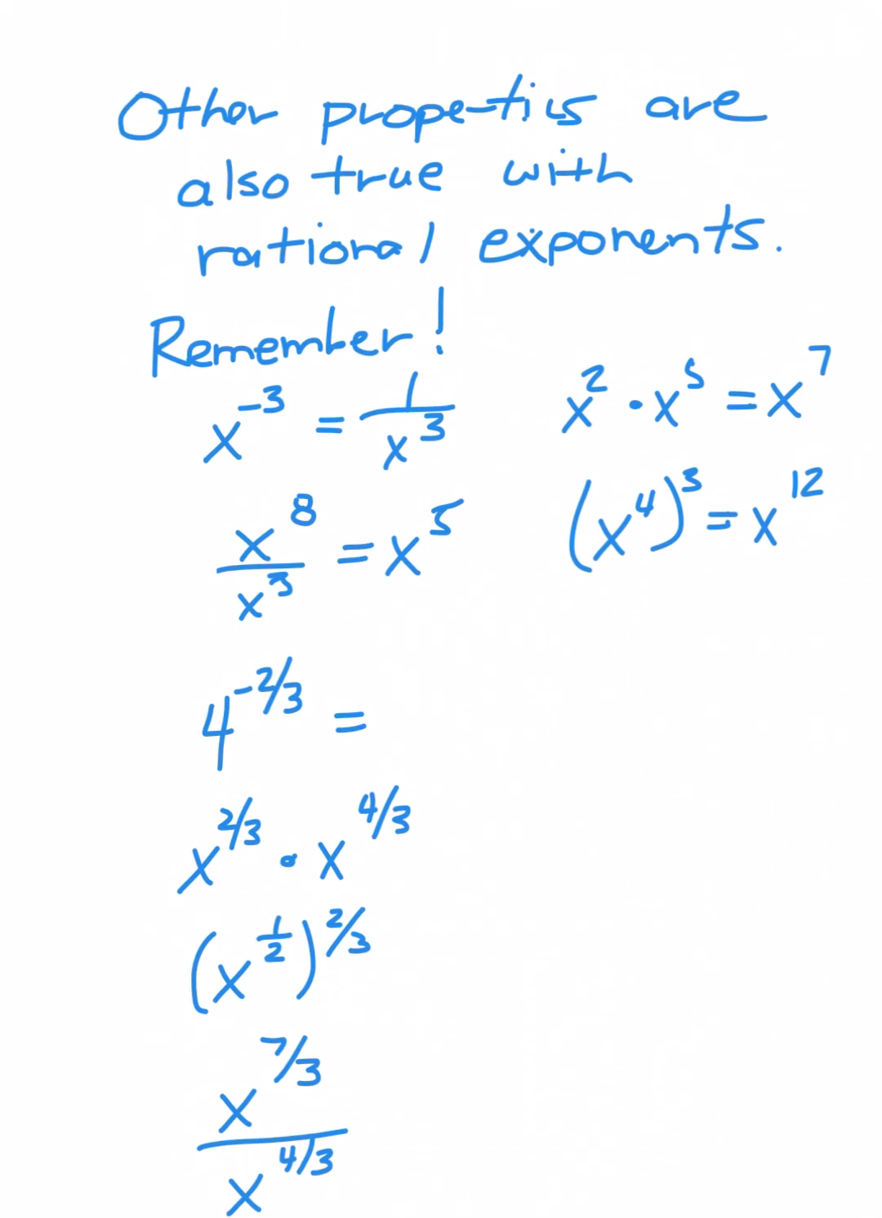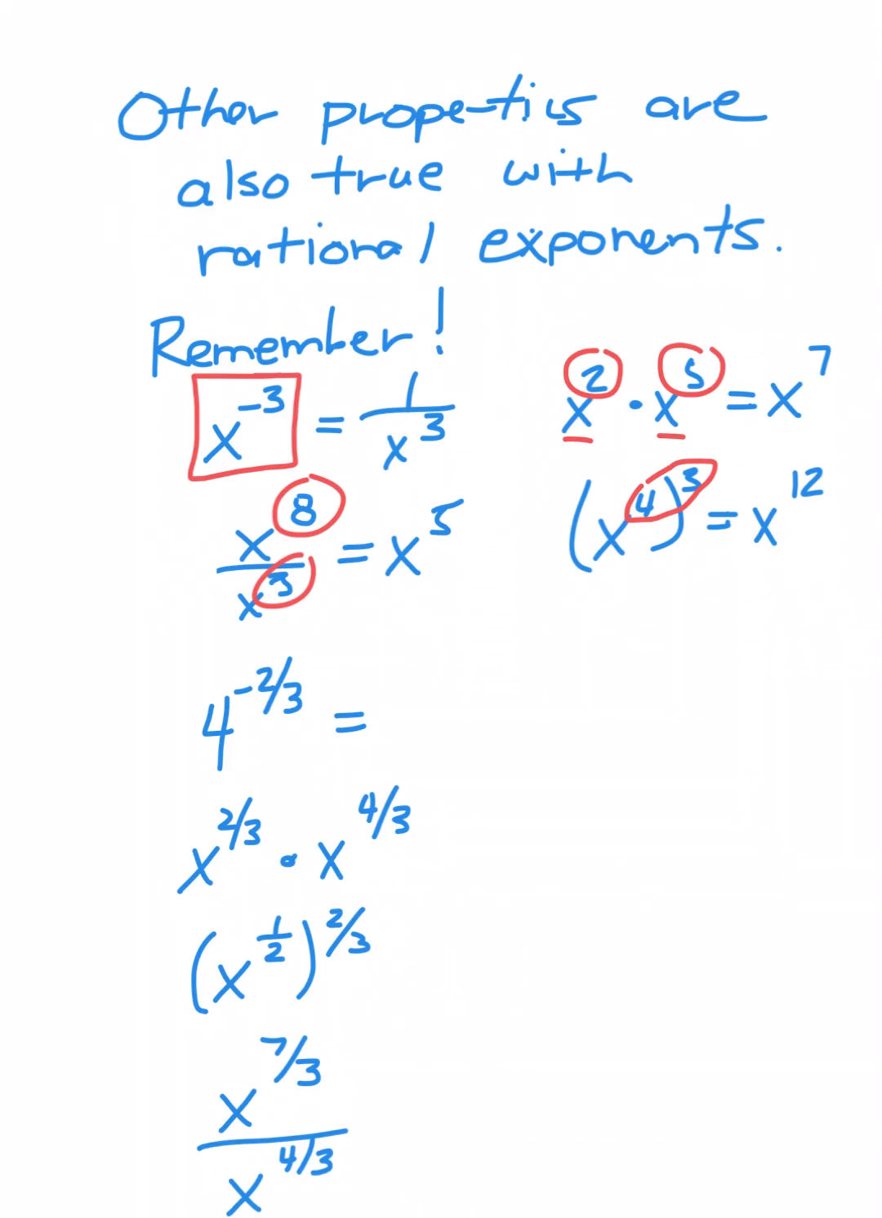Now we're also going to be dealing with other properties that we've learned, which are also going to be true with rational exponents. So remember we learned about the negative exponent property, which means we move it to the bottom and we make it positive. We learned that if you multiply two numbers together with the same base, you add these powers, so that's x to the 7th. We learned that if you divide two numbers with the same base, you keep the base and you subtract. And when we have the power of a power, we multiply those together. So we just have to do the same thing with fractions.